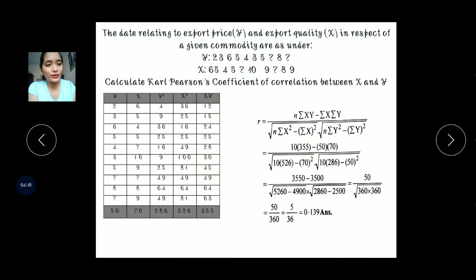355. We'll put it here. Summation x is 70. Summation y is 50. Divided by under root. What is n? Again 10.